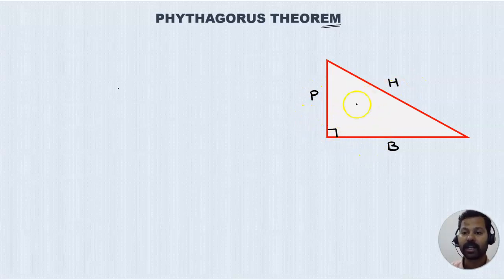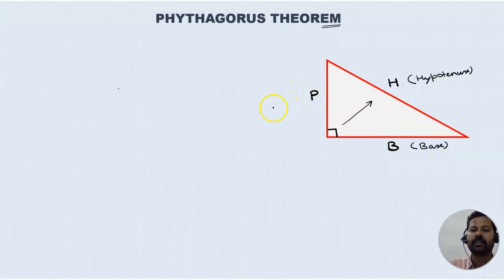So which is the longest side in this triangle? The side which is opposite to 90 degrees. And we have a special name for it. The name of this side is hypotenuse. And the side on which this side is standing, we call it the base. And the third side, we call it the perpendicular. These are some special names which we have given to the sides of a right angle triangle.